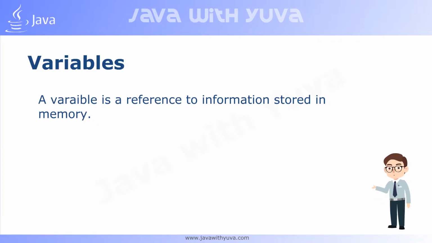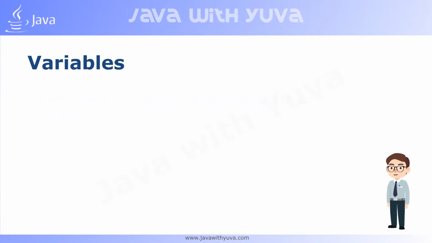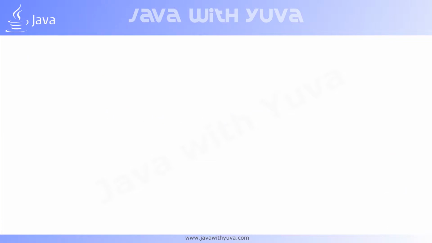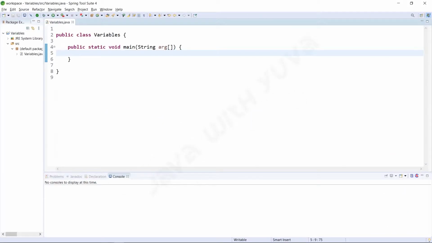Let me explain this with an example. Let's assume we are adding two numbers, say, 20 plus 30. Here the numbers 20 and 30 are data and the symbol plus denotes the operation, addition. When we add, we get the result 50, which is also data. If we write a program to perform the same addition, we should be able to refer to that information. A variable serves the purpose. Let me write the program and show you.